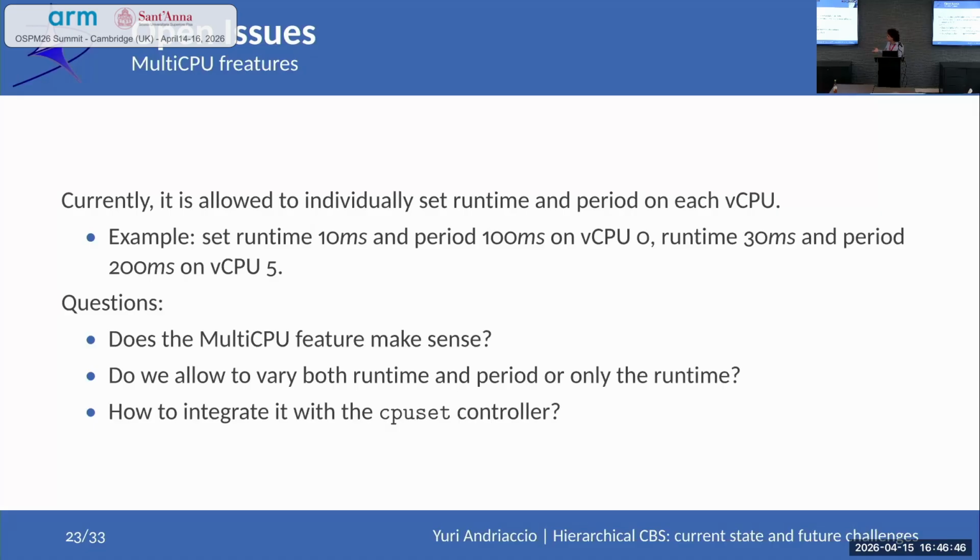And the questions here are, does it make sense to do this, to select a subset of CPUs? And do we allow varying runtime and period independently for all the CPUs that are active or not? And there is also the CPU set controller, which we have to understand how to integrate. Yeah, so since you limit it to cgroups V2 only, the hierarchy of CPU sets and the RT thing will overlap. It will be the same hierarchy.